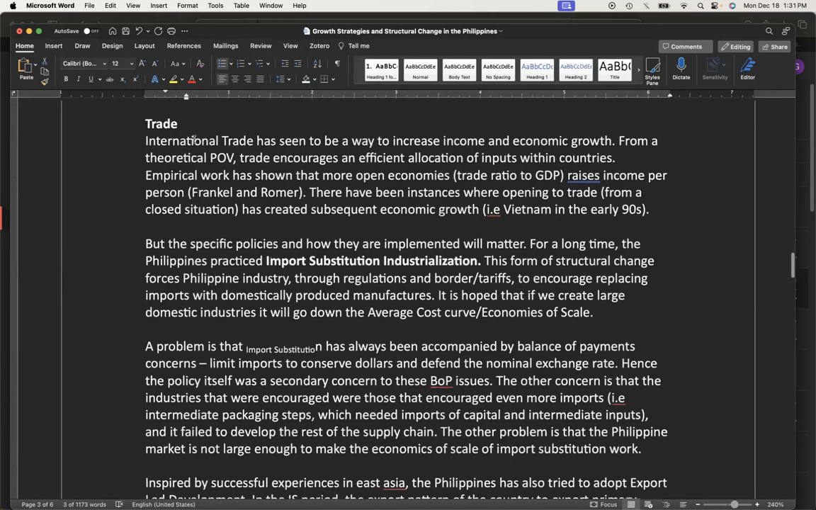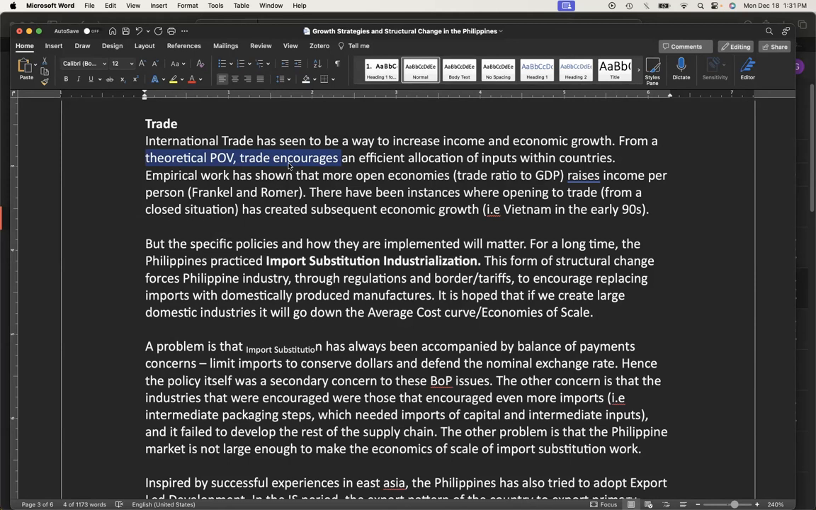And we'll jump also now to trade, which has been one of the ways in which we hope to increase that productivity per worker, right? So trade has been seen to be a way to increase income and economic growth, because from a theoretical point of view, it encourages this efficient allocation of inputs within countries, which will raise the productivity of a country, right? So that's the whole idea, but why this sort of thing is sought after is quite important.